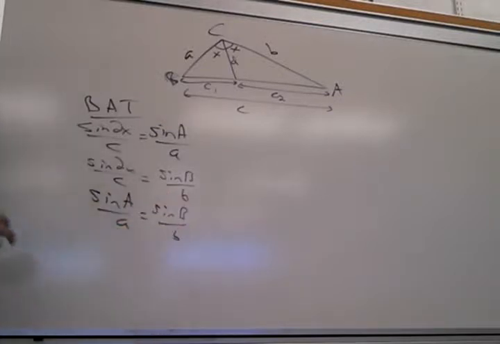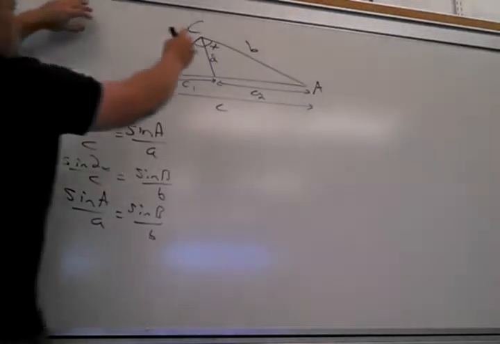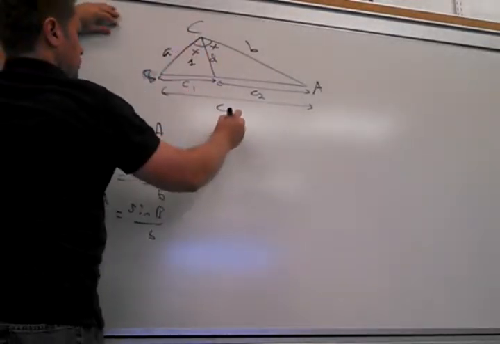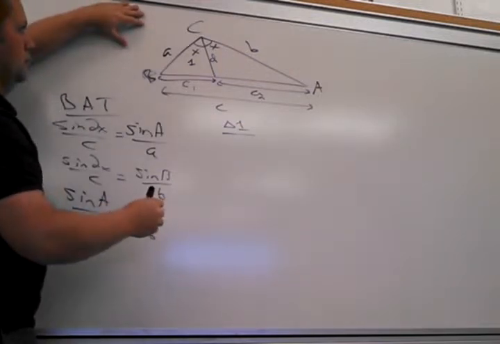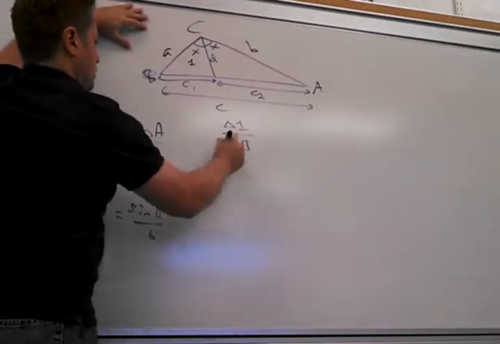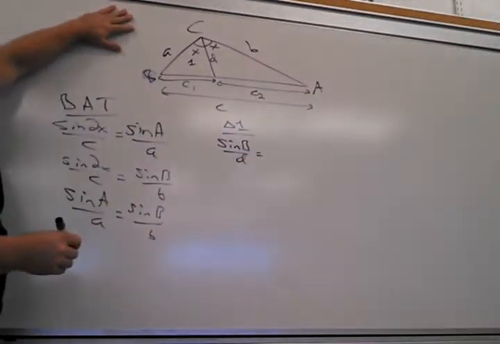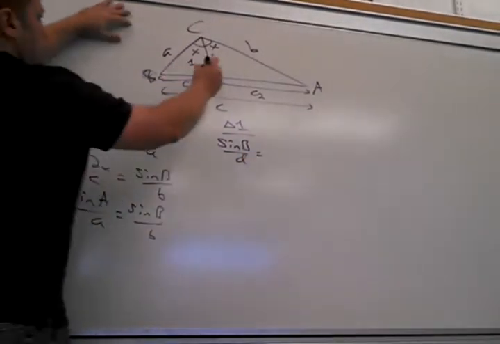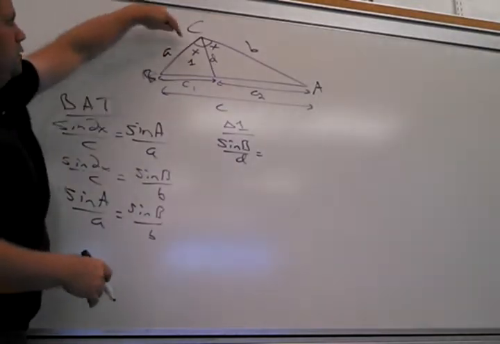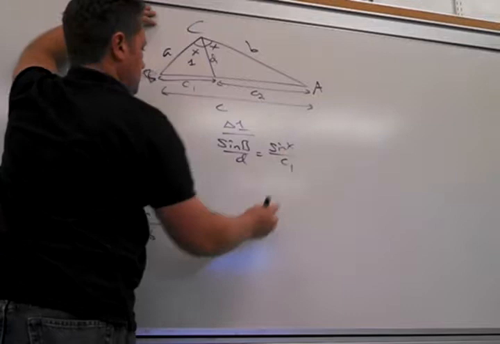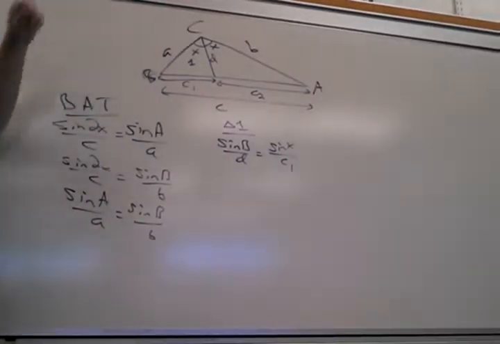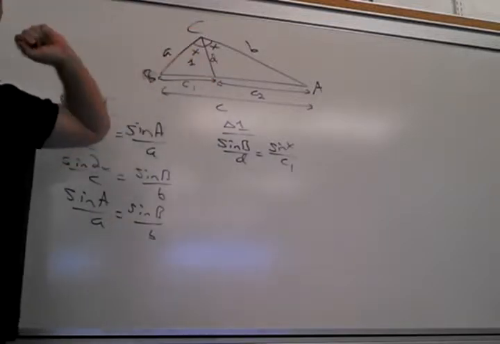Okay, that's the big triangle. What about, we'll call this triangle 1 because it's got a little 1 on it. What about from triangle 1? Sine B over D equals sine A. Okay, let's talk about x. Sine x over C1. I like it. I don't really care about that angle there.